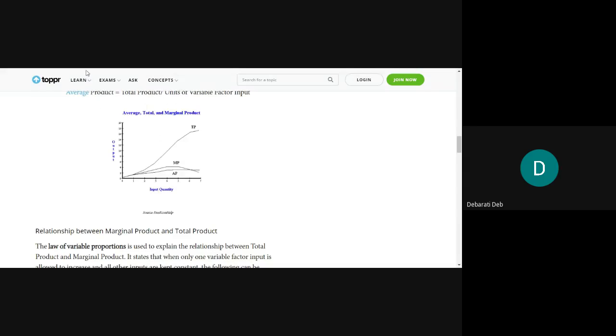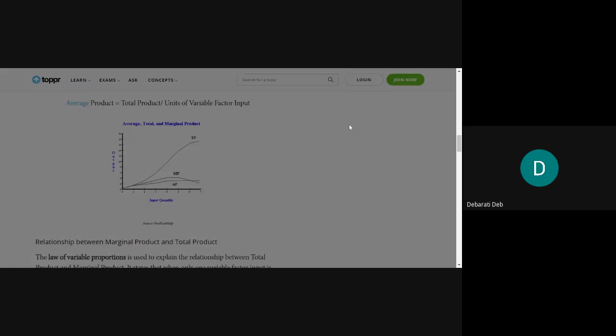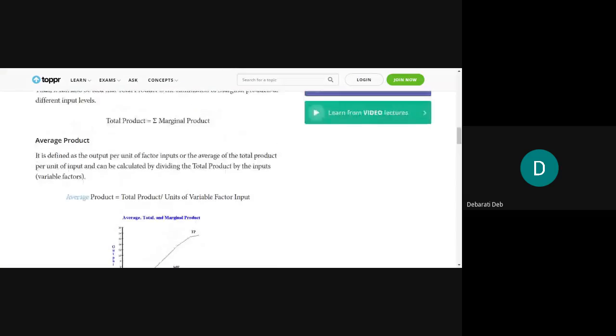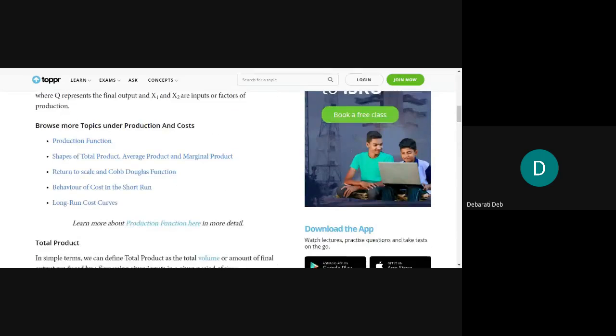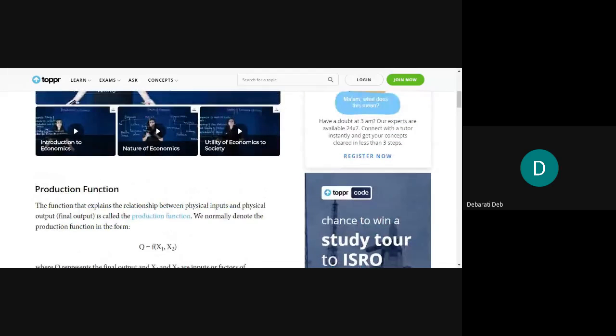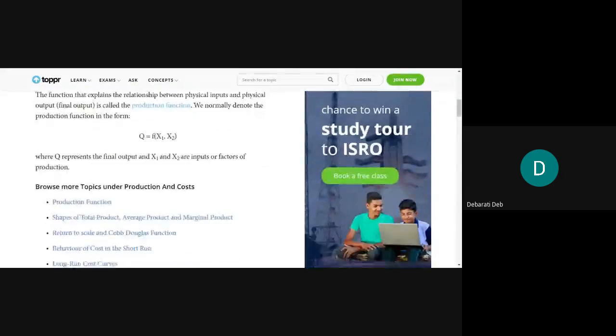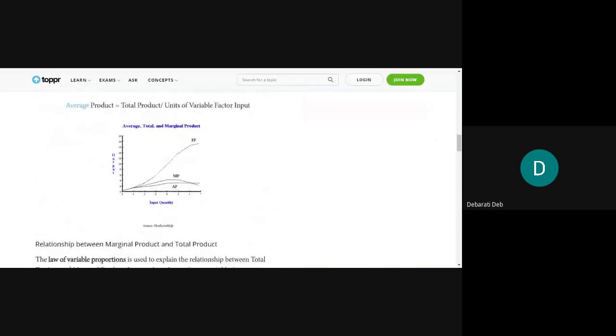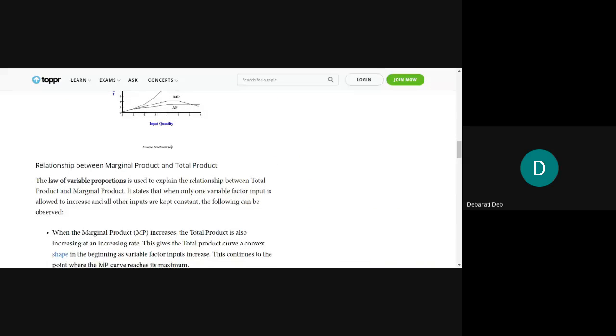This is a link from topper.com. This is also a good site. All the professors upload their own notes. So I will upload this site's notes also, and then you will write the 3 different types of products in your copy and draw this diagram where you can see all the 3 types of products.